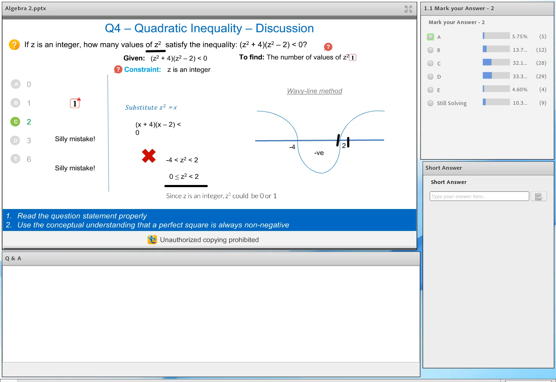Z is an integer. How many values of z square? We need to find the number of values of z square, right? So z square means that it would always be a non-negative number. Okay, so again, those are the things which you need to really focus on as you're solving questions.